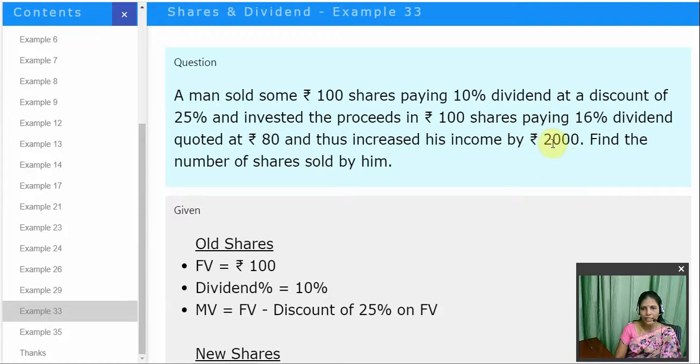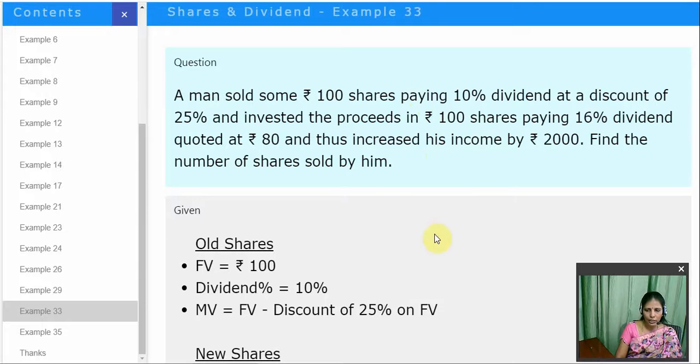By selling like this, he has increased his income by 2000 rupees. Find the number of shares sold by him. So, as he has increased his income by 2000, first we need to find out what was his income in the beginning, the first time when he sold the shares. Second time after he invested the sale proceeds, what is his income? Find both the incomes, and the difference is 2000.